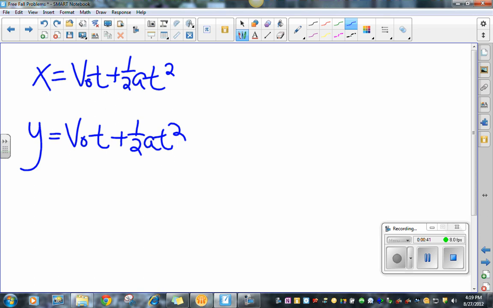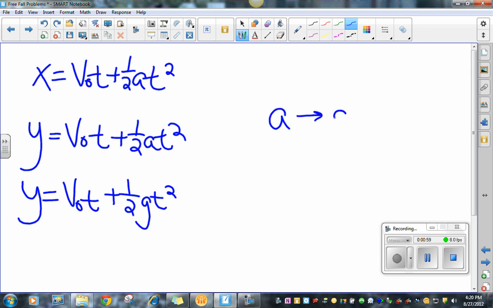Okay, so you might see it written as y equals v naught t plus 1/2 a t squared, or you may see it written as y is equal to v naught t plus 1/2 g t squared. And when we do free fall problems, we're just replacing a with the acceleration due to gravity, which on Earth is equal to negative 9.8 meters per second squared. This will be on your formula sheet, but you probably already know that number. Your textbook used it as 10 meters per second squared, but we want to use a more accurate number and say 9.8 meters per second squared in these formulas.